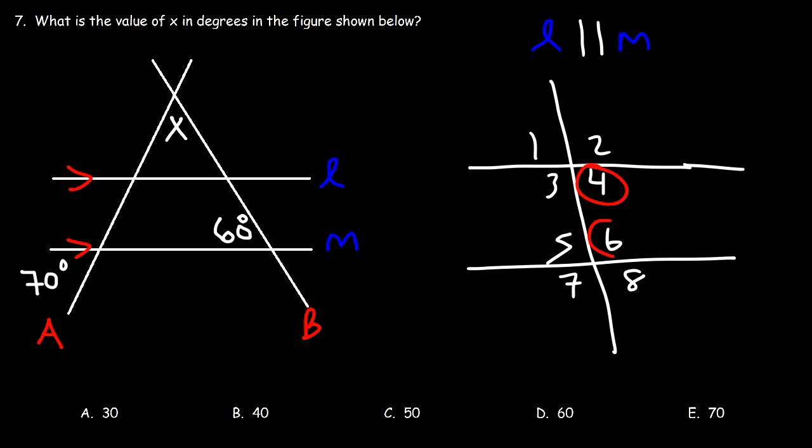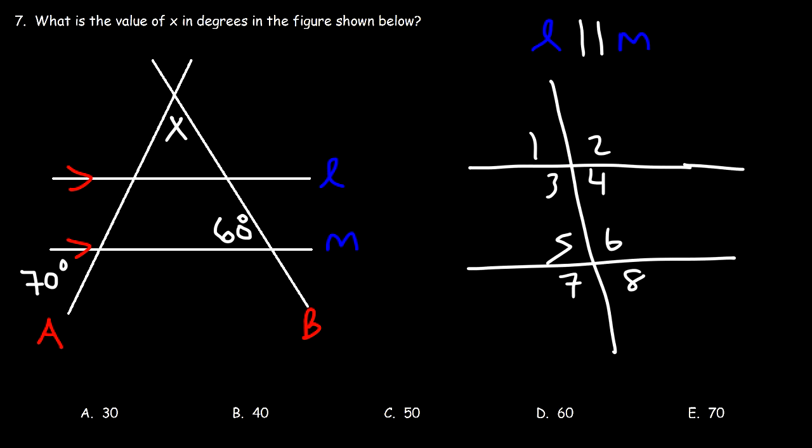Now 4 and 6 are known as same side consecutive interior angles, and they're supplementary. So angle 4 plus angle 6 adds up to 180 degrees. Angles 3 and 5 are also same side consecutive interior angles. Now 7 and 6 are known as vertical angles, and they're the same. So 7 equals 6, and the measure of angle 5 is equal to angle 8. Now 2 and 3 are vertical angles, and 1 and 4 are also vertical angles.